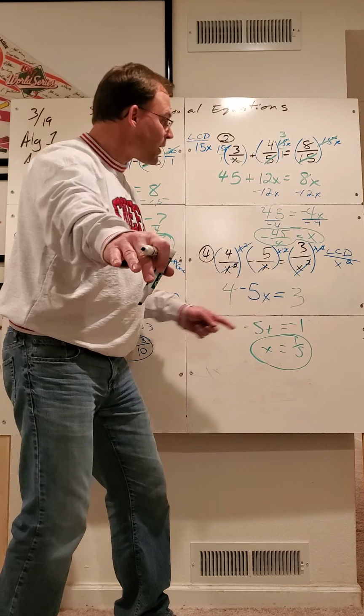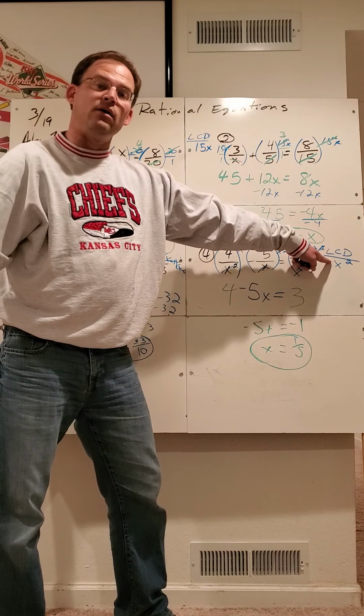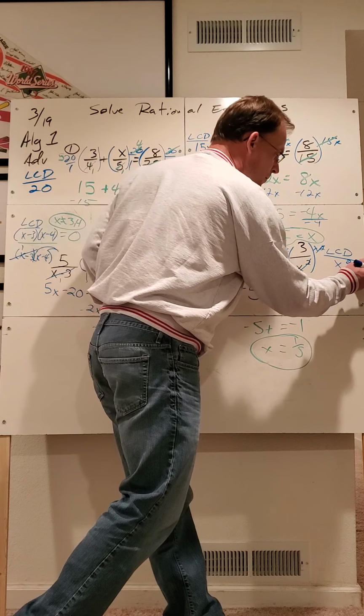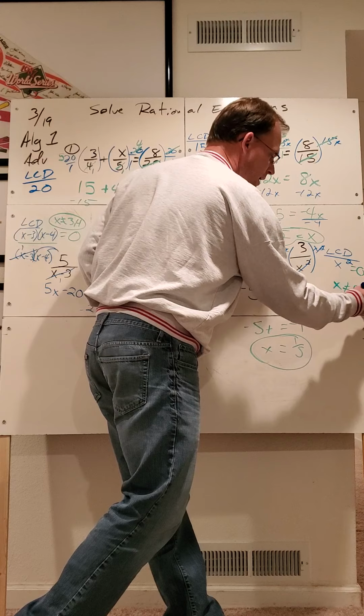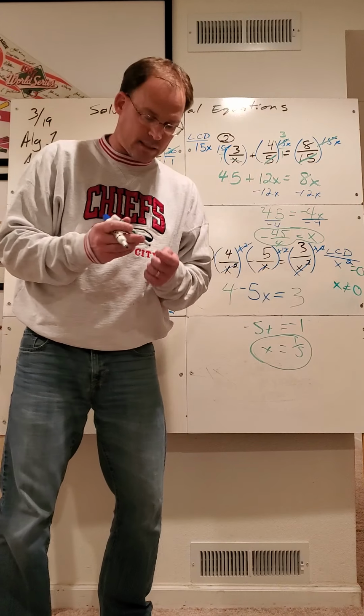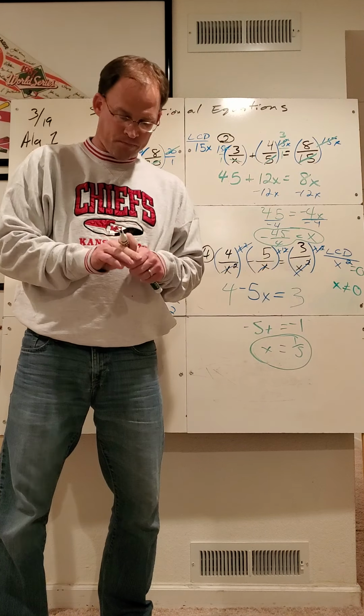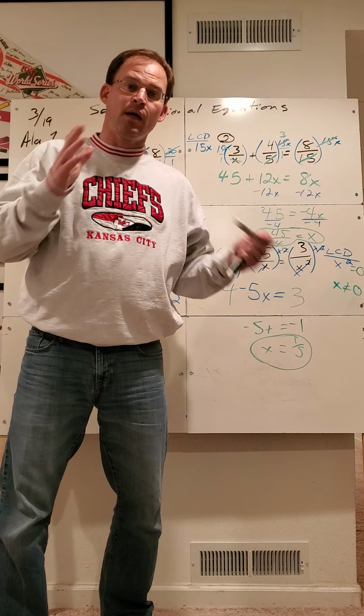I check my extraneous solutions. Set my LCD equal to 0. Square root both sides. X cannot be 0. X is not 0. That's not a problem. All right. That's the lesson.